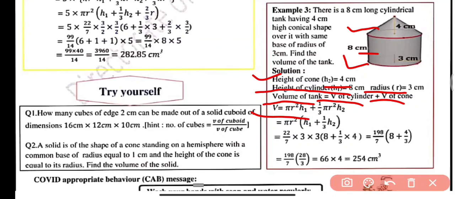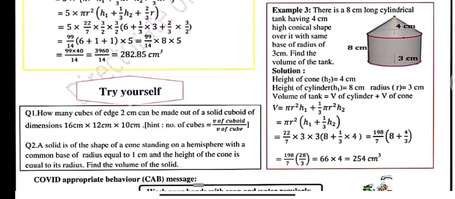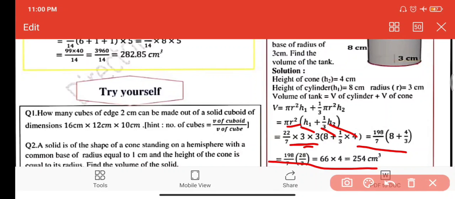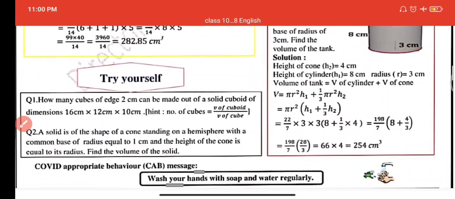all know that volume of cylinder is pi r square h and volume of cone will be 1 by 3 pi r square h. So differentiate with the notation. So height of cylinder is h1 and height of cone is h2. So we can take pi r square common. So pi r square into h1 plus 1 by 3 h2. Put all the values here. So pi 22 by 7, and r, that is radius of cylinder as well as cone, is 3, and again 3, as we have r square, so 3 into 3, and h1 is 8 and 1 by 3, and h2 is 4. After simplifying we will get 254 centimeters cube as the volume of tank.